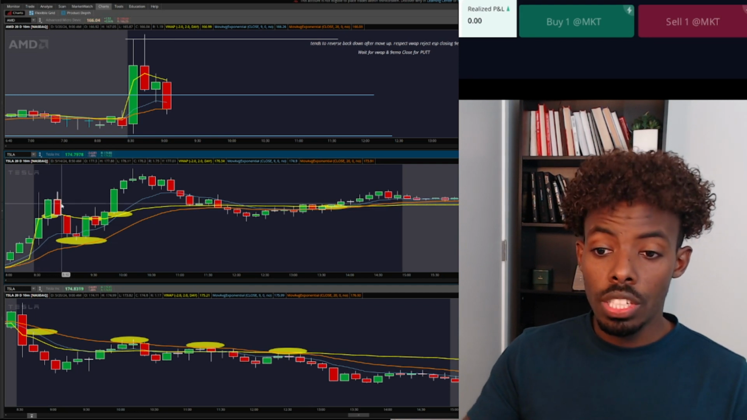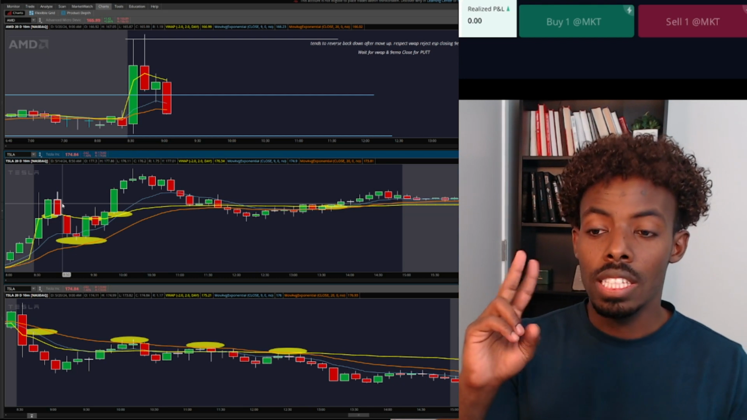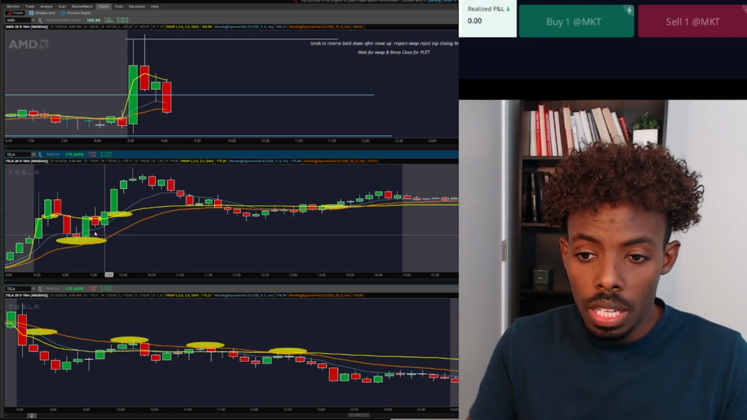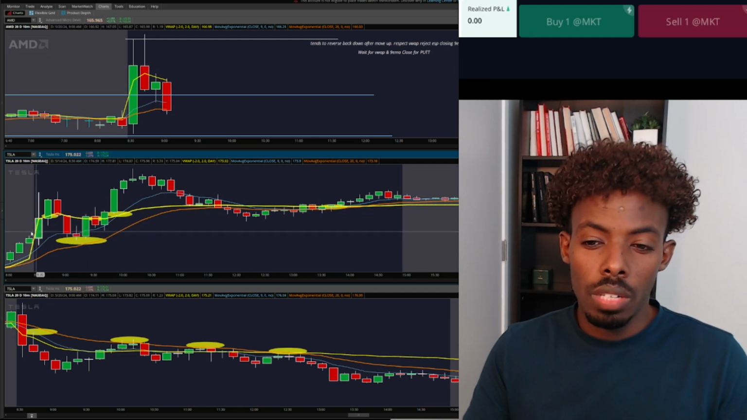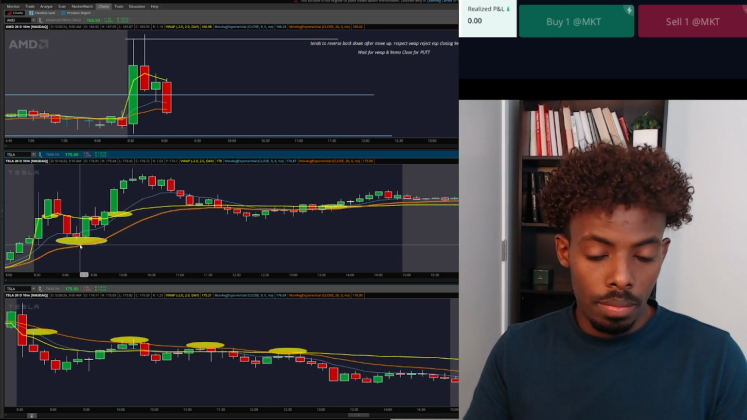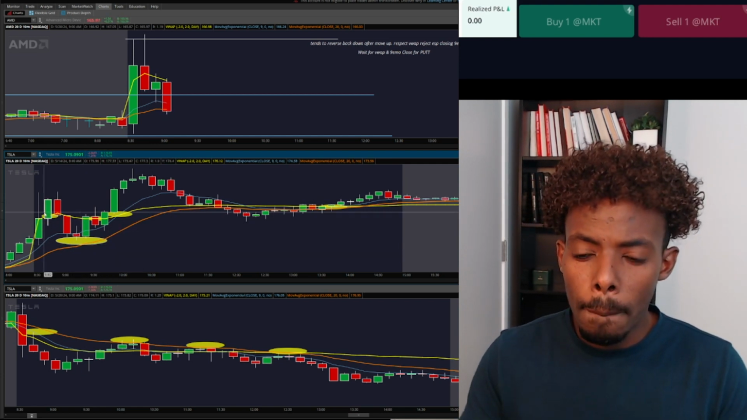Oh, this is a situation where, okay, so this is what I was afraid of. There we go. That's why I'm putting in that second condition where I want to at least wait on that closure below the VWAP. Sorry, below the 9 EMA. So here we go. After it holds up, it goes straight to the 9 EMA. That's what I've been saying about this strategy, right? Goes straight to the 9 EMA.